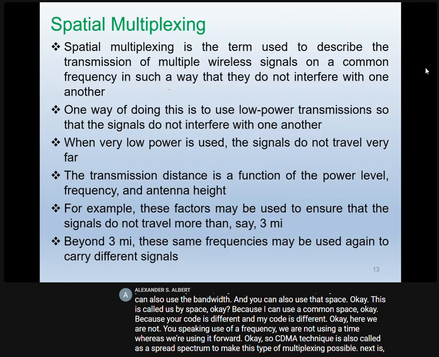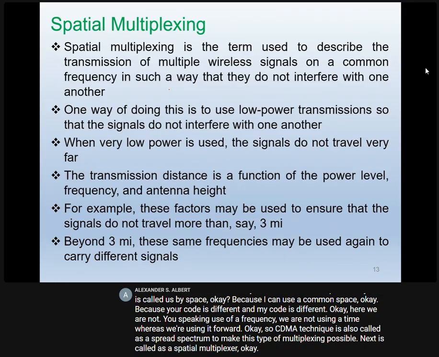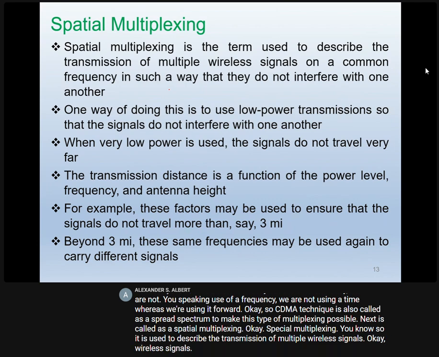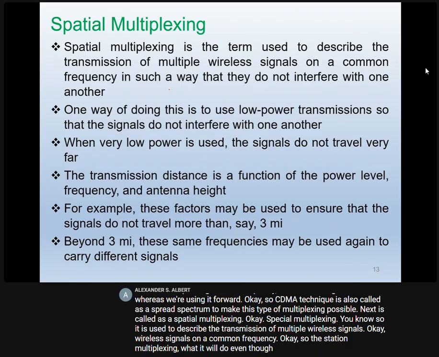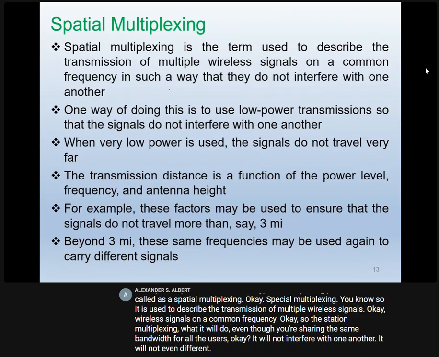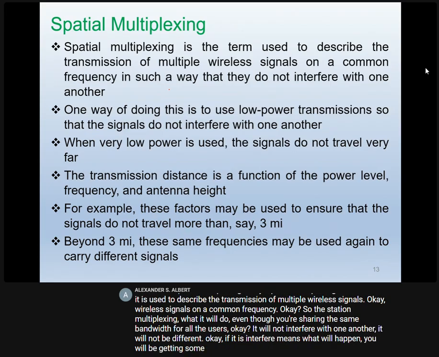Next is spatial multiplexing. Spatial multiplexing is used to describe the transmission of multiple wireless signals on a common frequency. What it will do is, even though you are sharing the same bandwidth for all the users, it will not interfere with one another. If it does interfere, what will happen? You will get some noise.